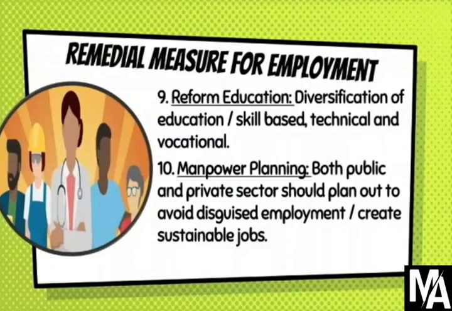The final remedial measure is manpower planning. Both the public sector, that is the government, and the private sector should plan out in every single institution so that they avoid disguised employment. Now, disguised employment is a very, very bad thing in the Indian economy because more number of people are employed than necessary, and this reduces the output and also increases the stress on the institution.